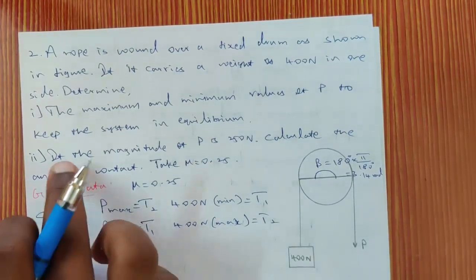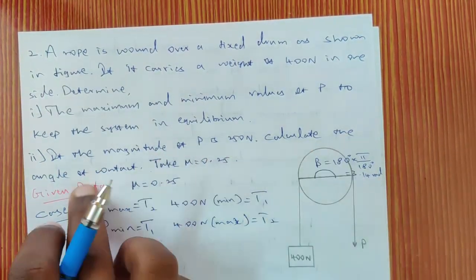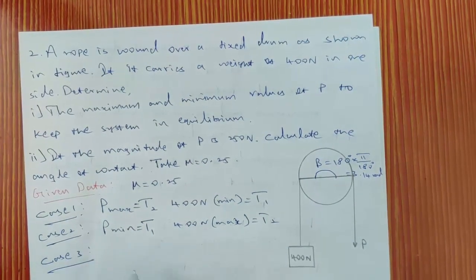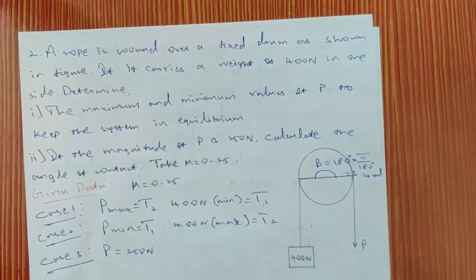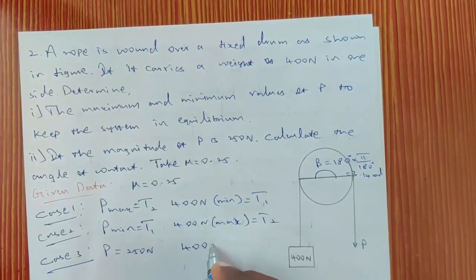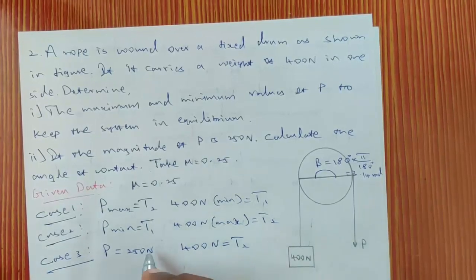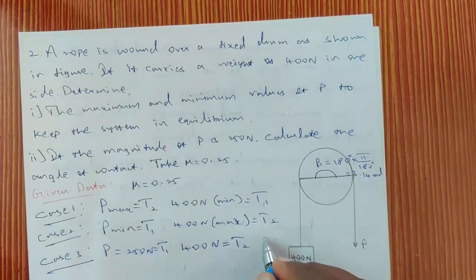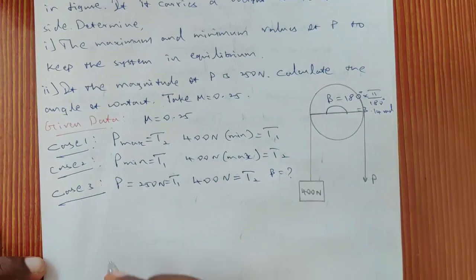Now coming to the second subdivision: if the magnitude of P is 250 Newton, calculate the angle of contact. Consider this as case 3. The P value is given as 250, so that is the tension on the right side, and the 400 Newton is the tension on the left side. So here the 400 Newton is the maximum value and this 250 Newton is the minimum value, and we have to calculate the value of beta. So we'll start from case 1.